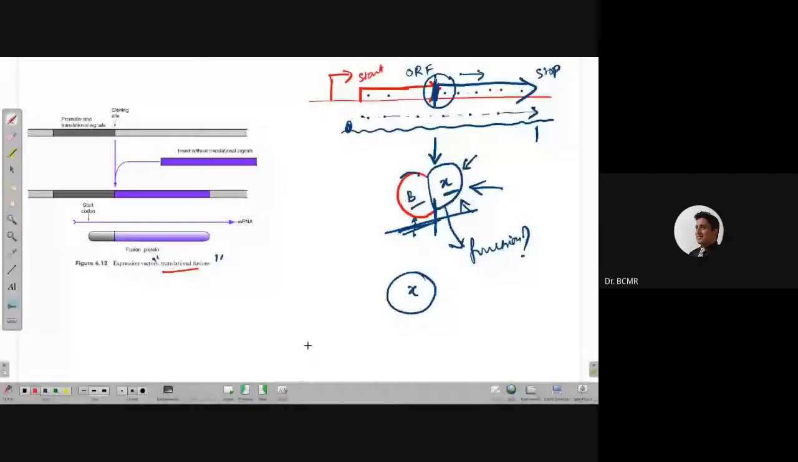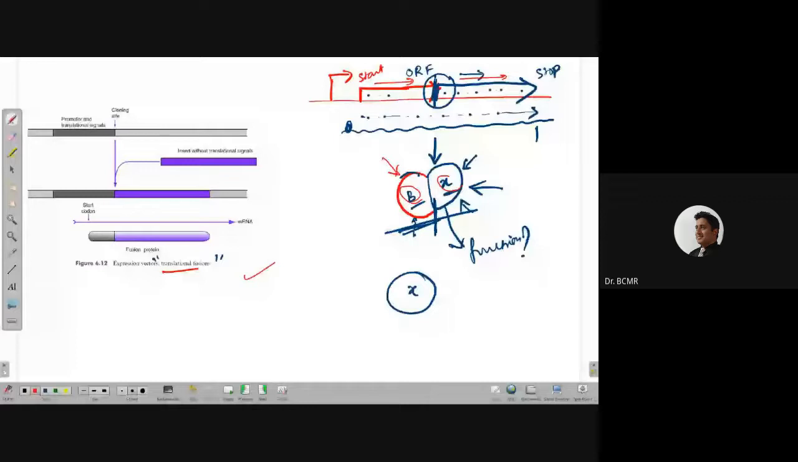Transcriptional fusions, translational fusions, and in translational fusion there would not be a stop codon here. It should be read in frame, continuous, so that the amino acid sequence, the primary structure of the protein, will remain the same without any alterations. There should not be any frame shifts.